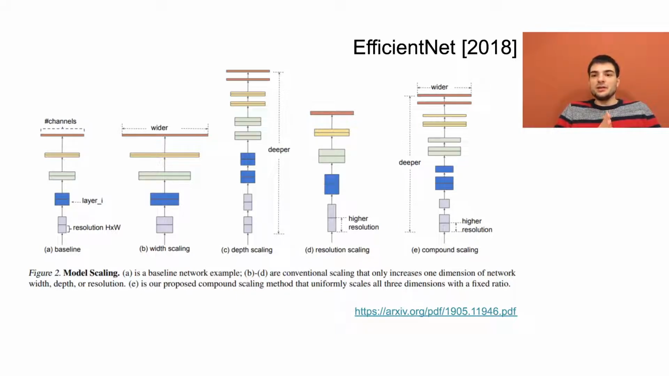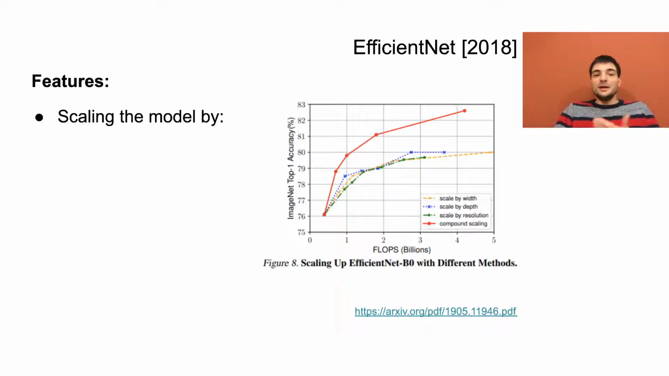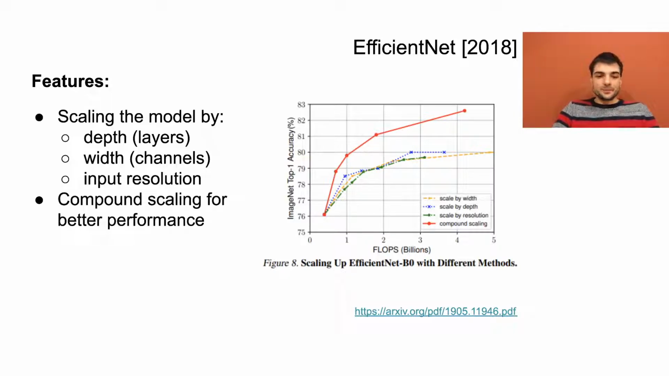EfficientNet is called EfficientNet because people tried to find a really efficient network for image classification, segmentation, and so on. It has several features, because the authors tried to scale the model both by varying the depth, the number of layers, varying the number of channels representing the image at every step, and varying the input resolution, because many problems can be solved on lower resolution, for example, detection. And they use compound scaling for better performance.